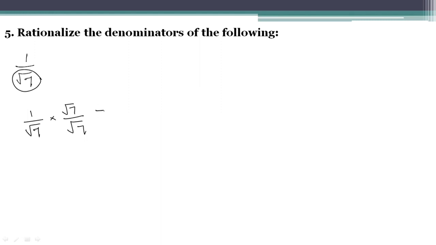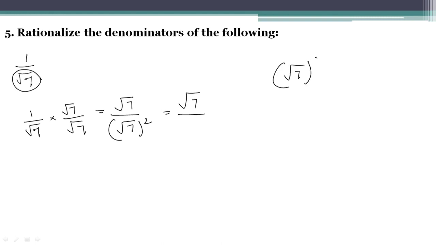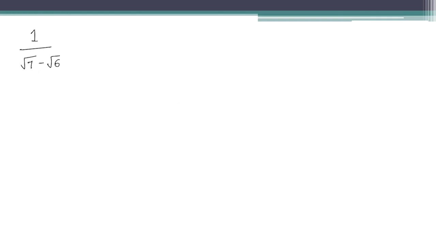When you have a single term, you multiply as it is. Next, 1 into root 7, that is root 7. Root 7 into root 7, that is root 7 square. So what is root 7 square? In the previous video I told that if you have the square of the square root, we get the number only. So here root 7 square is 7. So this is the answer of this question. When we rationalize the denominator of 1 by root 7, we get the answer root 7 by 7. Now let's see the next question.